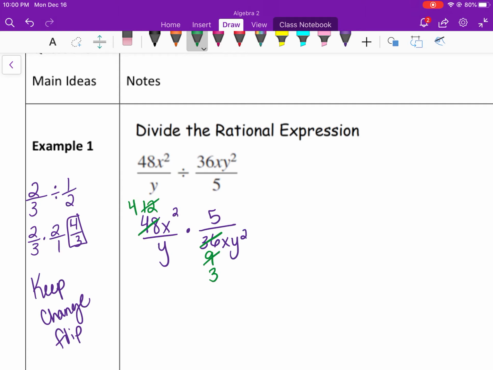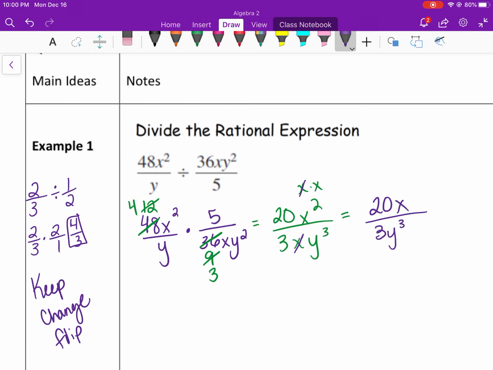Okay, so then I'm going to multiply across now. So 4 times 5 is 20, x squared. And then I have 3x, then y squared times y is y cubed. And then x squared, remember, is x times x, so I can actually take out one of the x's. So it's going to be 20x all over 3y cubed as a final answer.